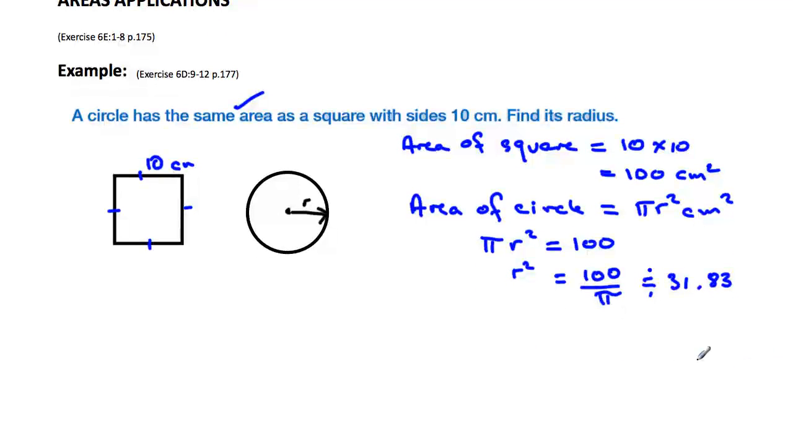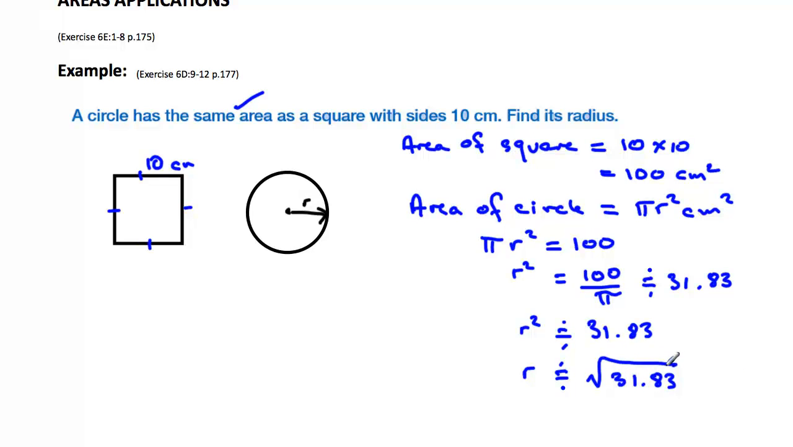I'm just going to move this up a little bit. 31.83. So that's what r squared is equal to. I'll rewrite it here. Approximately equal to 31.83. Okay, now at this stage we can find r, remember, by taking the square root of both sides, because the square root cancels the square. So if I take the square root of 31.83, I will have my answer.